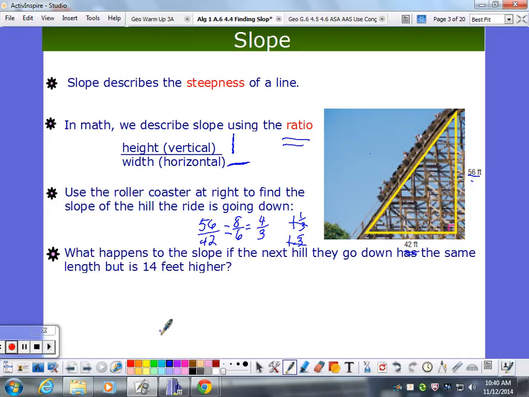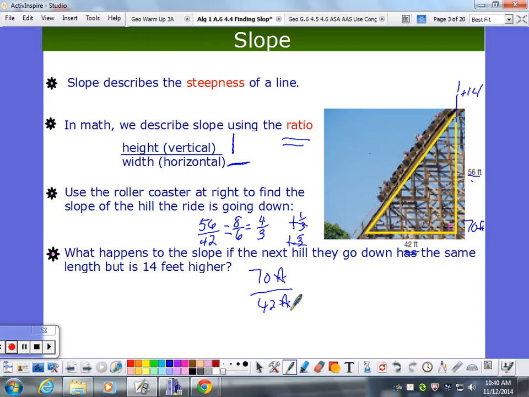Now what would happen if we're going down this crazy roller coaster, and the next hill that we come to is not the same height? That's still 42 feet, but now it's even higher. It's 14 feet higher. So now what is the whole height here? 70. 70 feet? I knew it. So now what's the slope? So now I do the height, which is 70 feet, over my width of 42 feet.